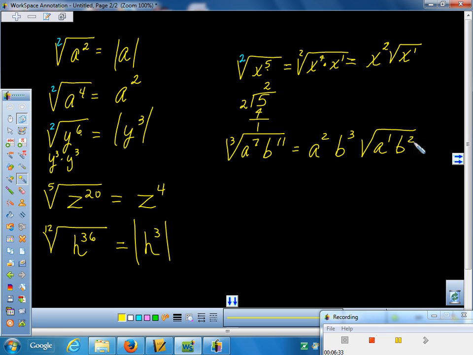Now, do I need an absolute value on anything? By what we've been doing so far, you would think yes, the b to the 3rd should have an absolute value. But no, not all of it. Here's the wrinkle here. Look back at this z to the 20th over here on the left. Oh, whoa, I'm overtime.